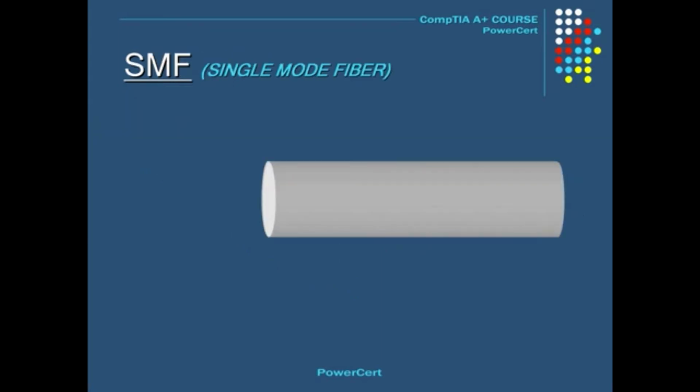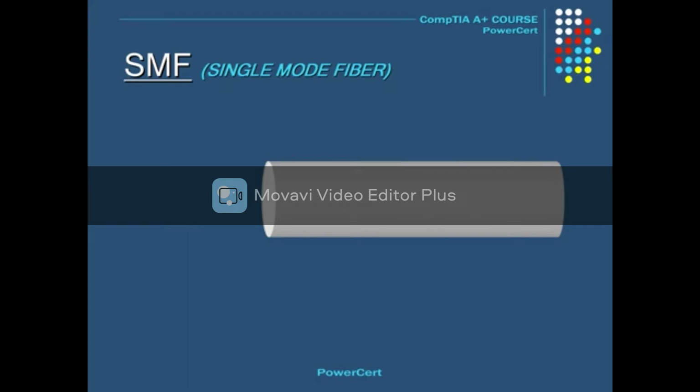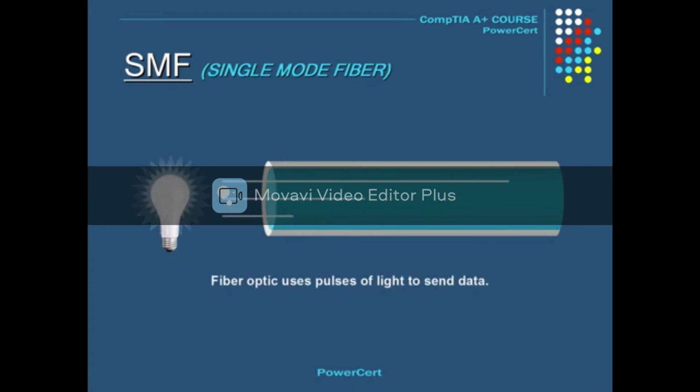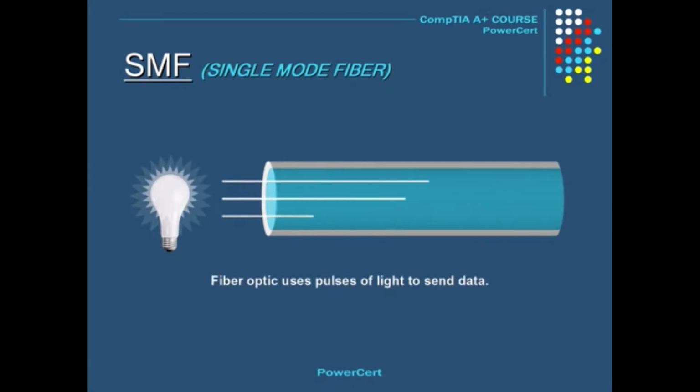Now we're getting into fiber optic cables. Here is a cutaway view of a fiber optic cable and a light source. Fiber optic cable uses pulses of light to send data. As a result, it is very fast and can span for great distances. There are two different modes in fiber optics: single mode fiber and multi-mode fiber.